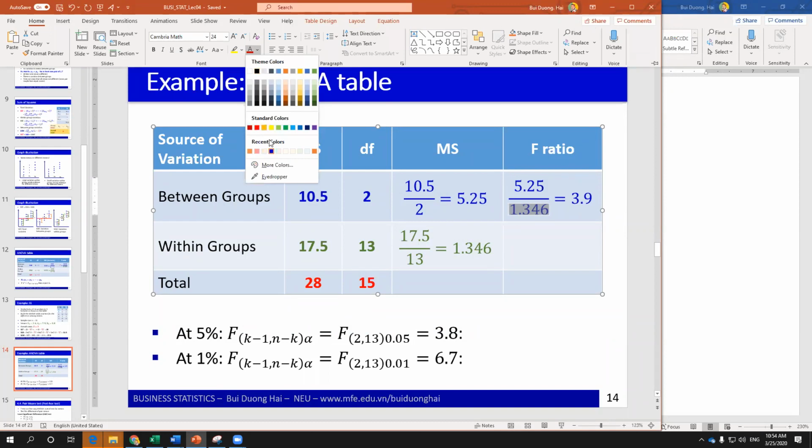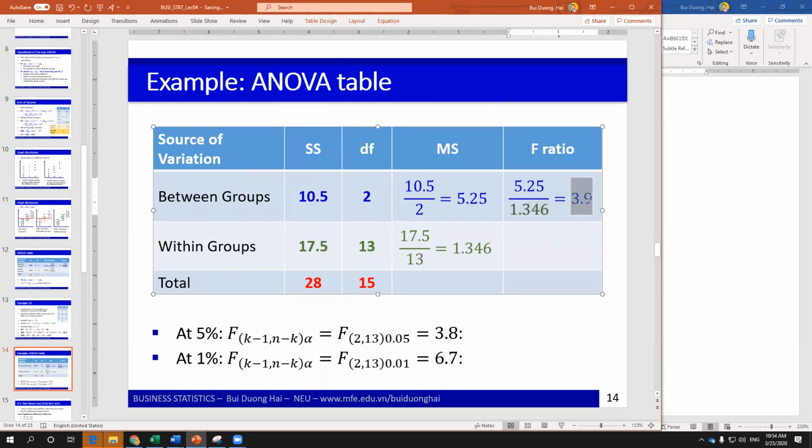It is a green color, okay? Oh, too light. What am I using? N equal to this number. It's the F ratio.